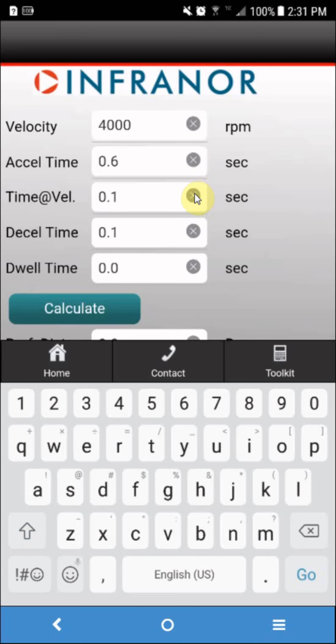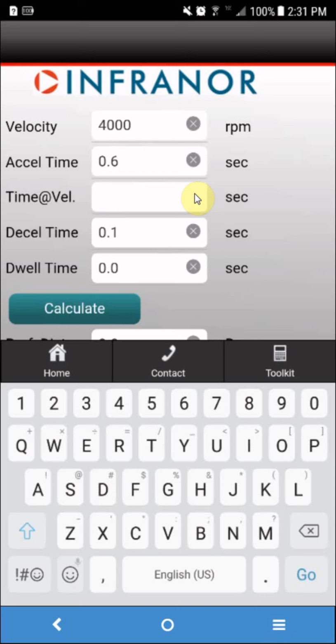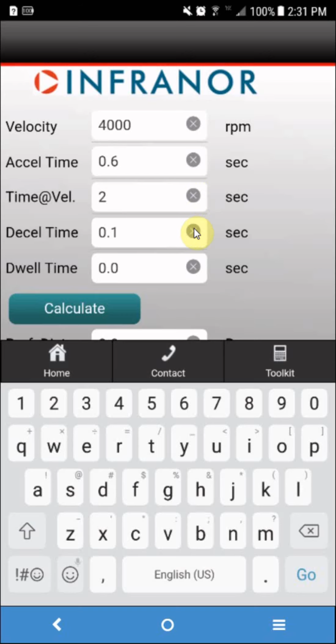The time at velocity is the time that the motor will stay at constant max velocity. I will use 2 seconds. The deceleration time is the time it takes for the motor to go from max velocity specified to 0 RPM. I will use 1 second.